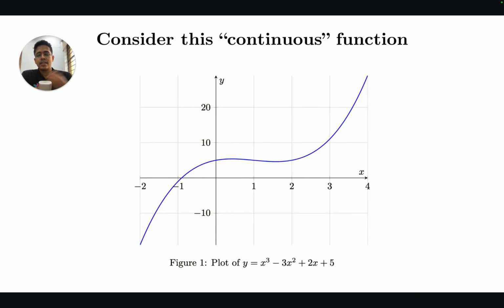So let us consider this continuous function. This is a very simple function, y equal to x cubed minus 3x squared plus 2x plus 5, like a cubic equation, basically. And here we have plotted the range from x equal to minus 2 to x equal to 4. That's the range we have plotted. And y looks like it approximately goes from minus 20 to plus 30, roughly.